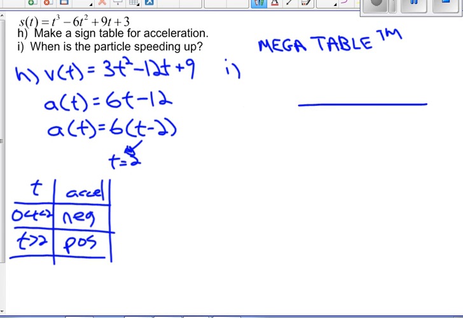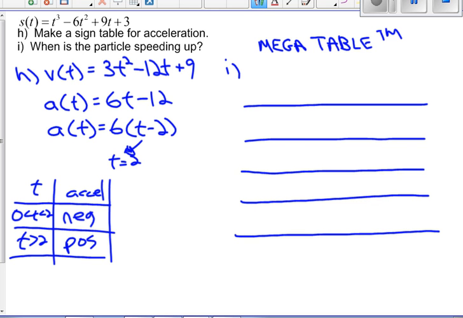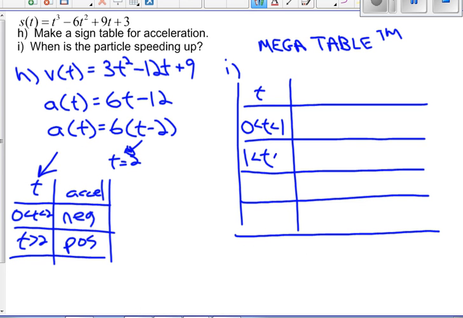If you do the mega table, you need intervals of time that go around every critical value. So the first interval from the velocity function was 0 to 1. Then we'd have an interval that starts at 1, and it has to go to the next critical value. Well, there was a 3 in the velocity table, but before that, if we take a look at the acceleration table, there was a 2. So something happens to either velocity or acceleration around 2, because remember that speeding up and slowing down is the relationship between velocity and acceleration.